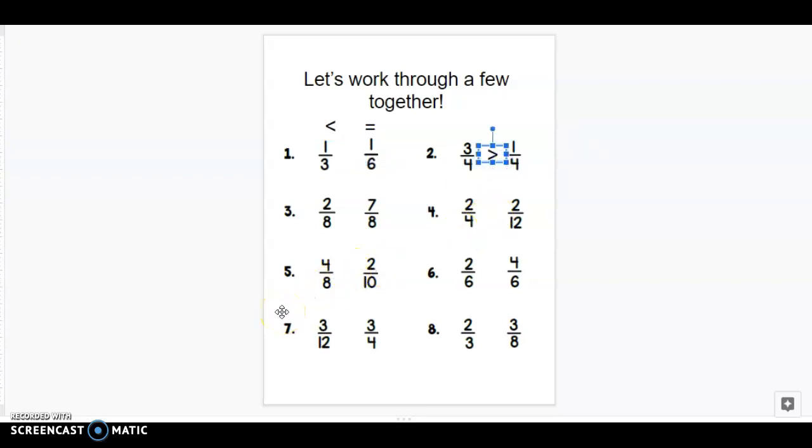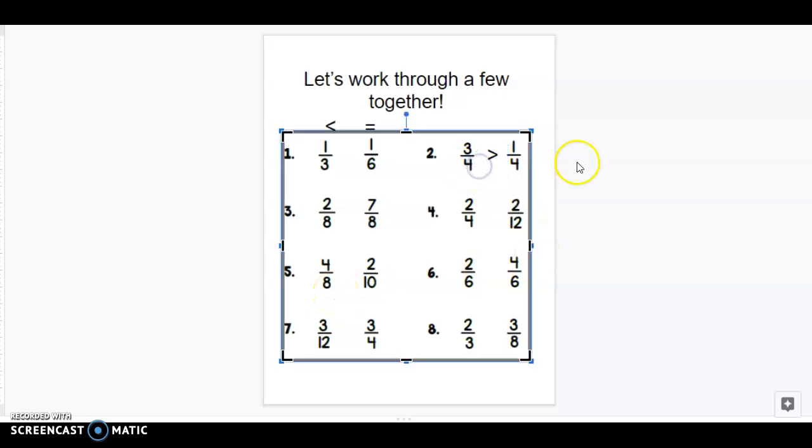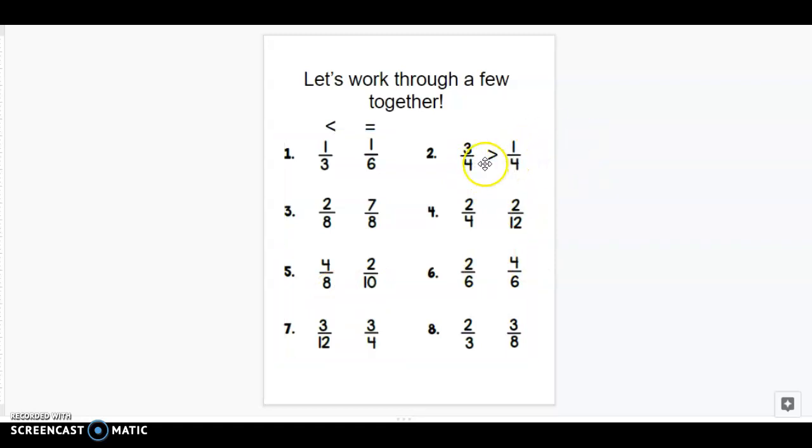Now let's try one that has a different numerator and different denominators. Let's look at 4/8 and 2/10. 4/8 is equal to half. 2/10 is less than half. So 4/8 is greater than 2/10.